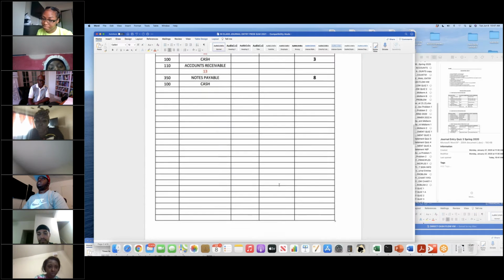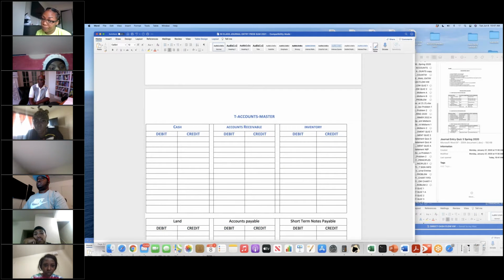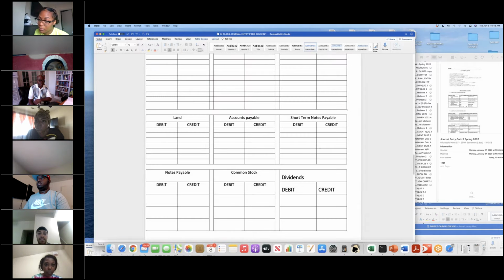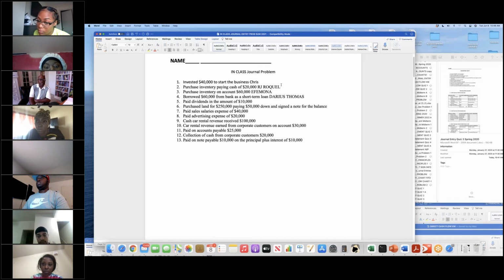Now let's go through and post. So it's going to be debited 40,000, parentheses one. And then down to common stock, credited 40,000. Okay.